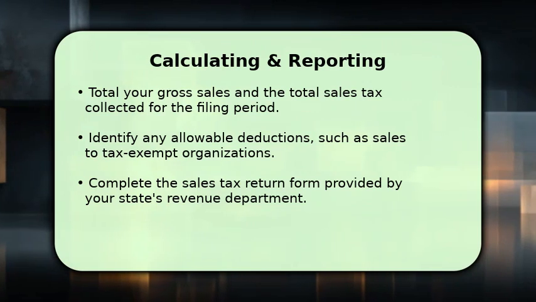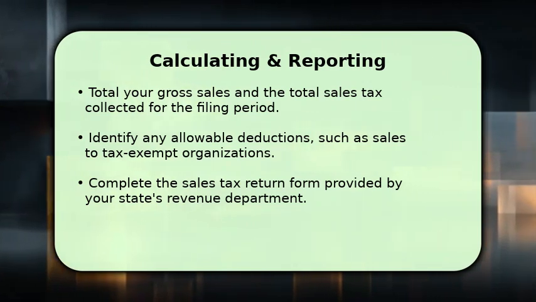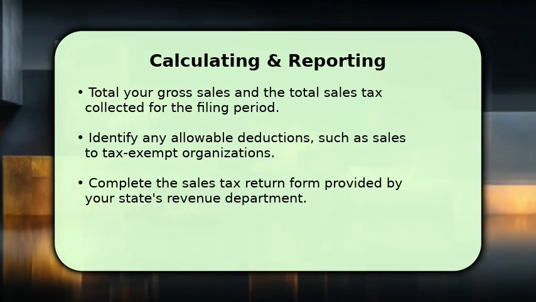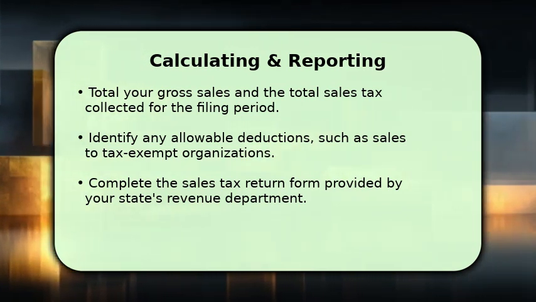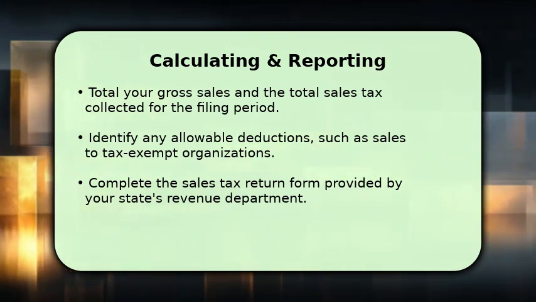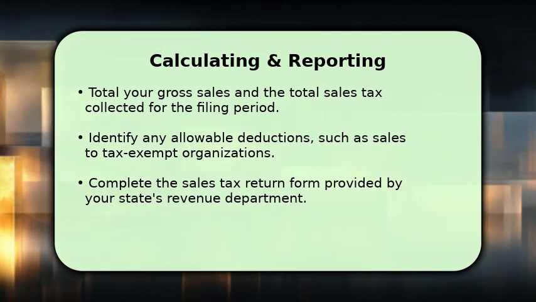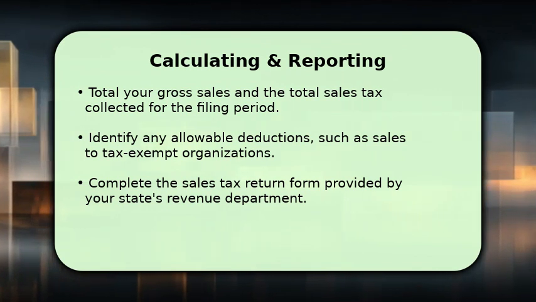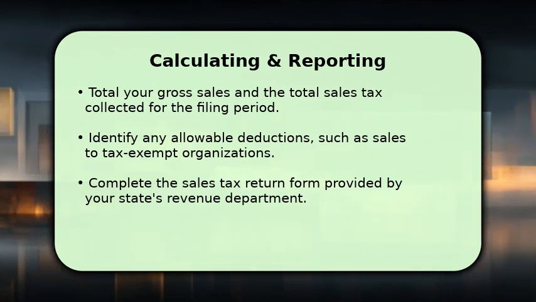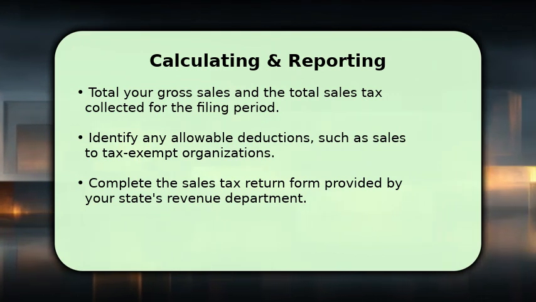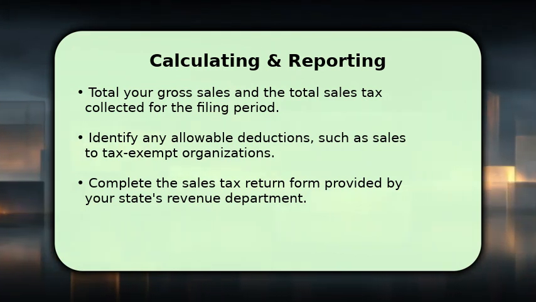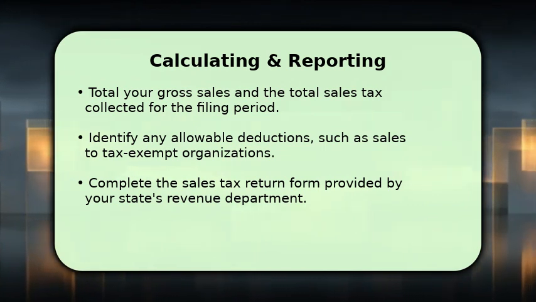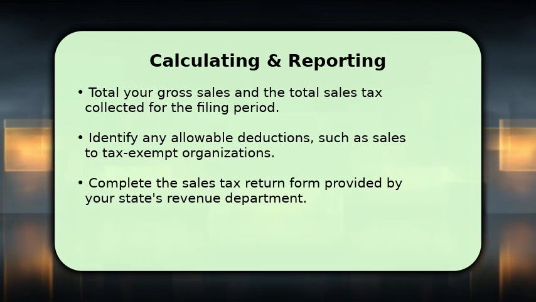Now, let's talk about calculating and reporting. At the end of your filing period, you'll need to total your gross sales and the exact amount of sales tax you've collected. Don't forget to identify any allowable deductions, such as sales made to tax-exempt organizations or returned merchandise. Most states provide a specific sales tax return form, which you'll fill out with these figures. Many states also offer online portals, making the calculation and submission process straightforward and often error-free.